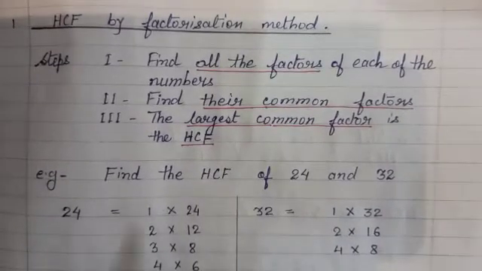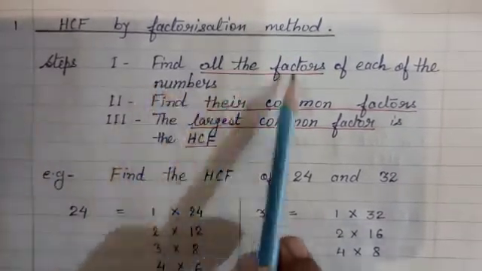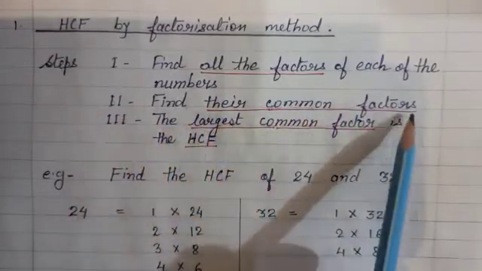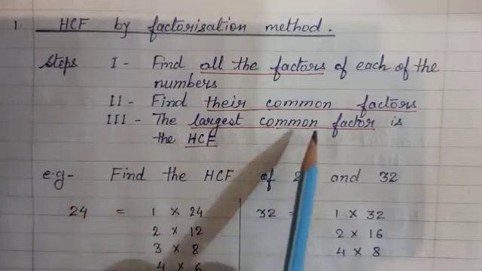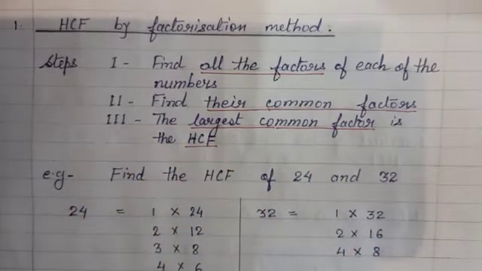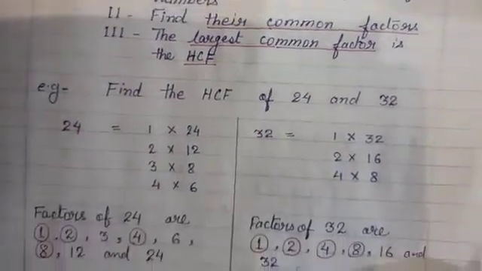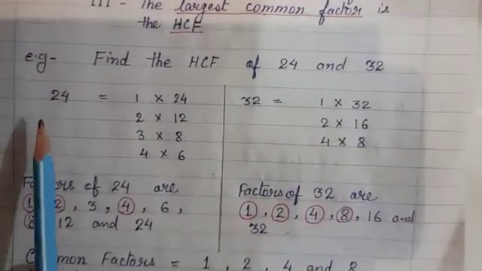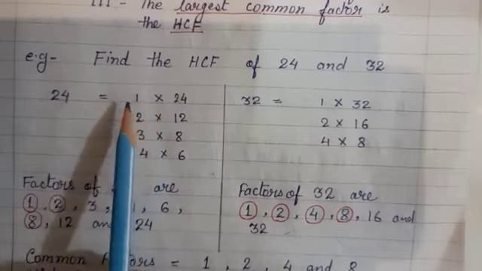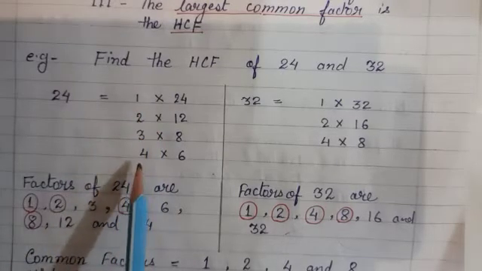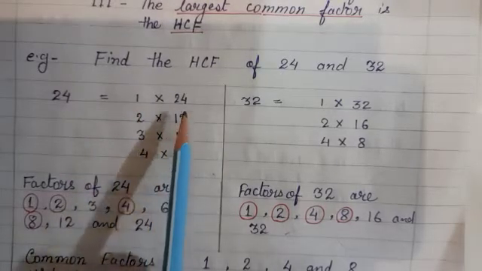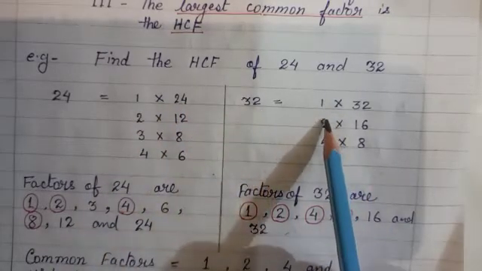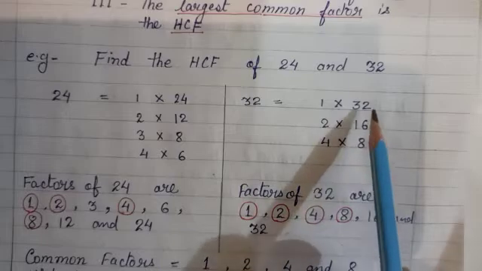There are some steps. First step, find all the factors of each of the numbers. Second step, find their common factors. And third step, the largest common factor is the HCF. Now look at the example. Find the HCF of 24 and 32. Here, first of all the factors of 24 are 1, 2, 3, 4, 6, 8, 12 and 24. Similarly, for 32, all the factors are 1, 2, 4, 8, 16 and 32.